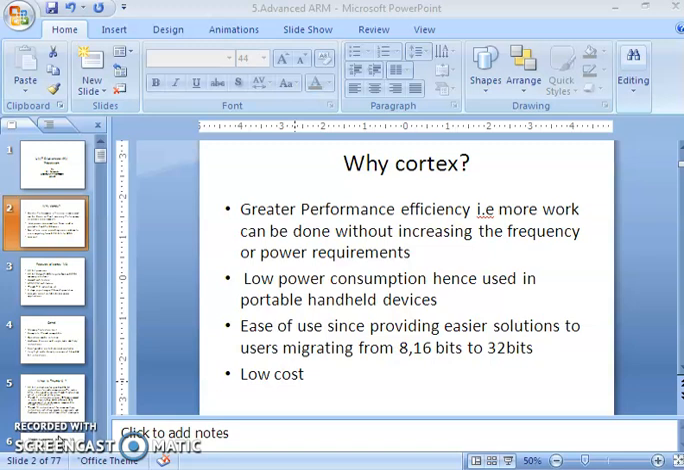It is mainly suited for low power requirements in handheld and portable devices, because of its low power consumption and ease of use. Because of this, users can easily migrate from 8 or 16 bits to 32 bits. It's also available at low cost.